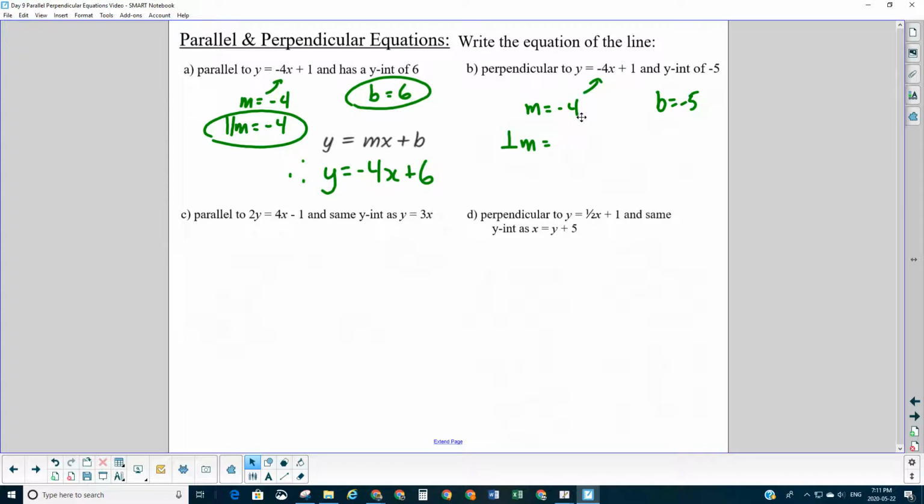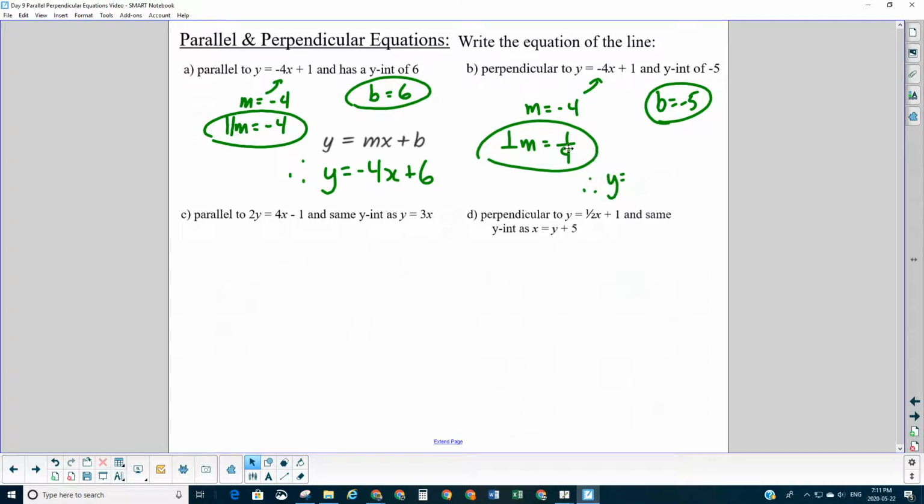Well, remember, negative 4 is 4 over 1. And if it's perpendicular, we're going to take the reciprocal, so it becomes 1 over 4. And if this one's negative, then our perpendicular has to be positive. And now we've figured out our slope and our y-intercept. And we can take those two bits of information and write our equation in y equals mx plus b.